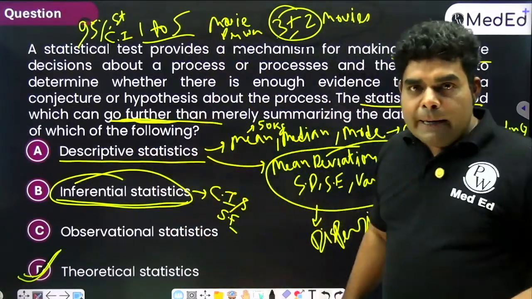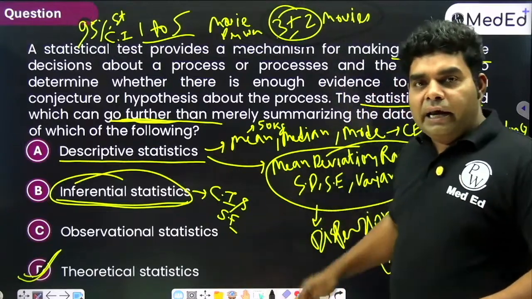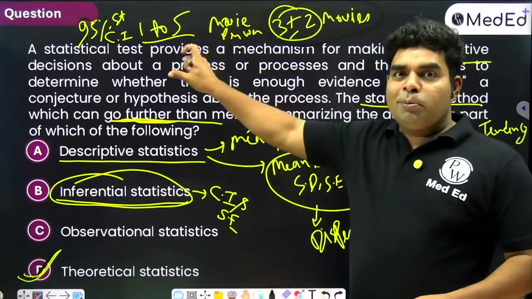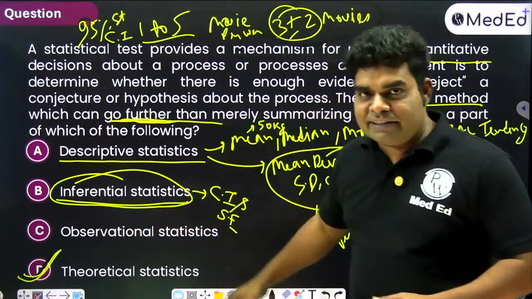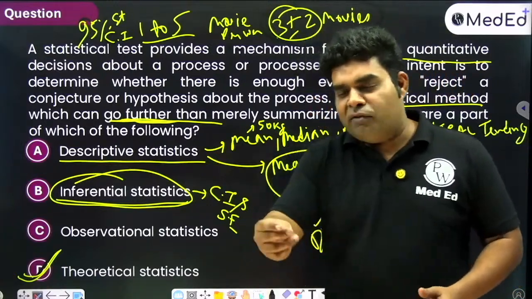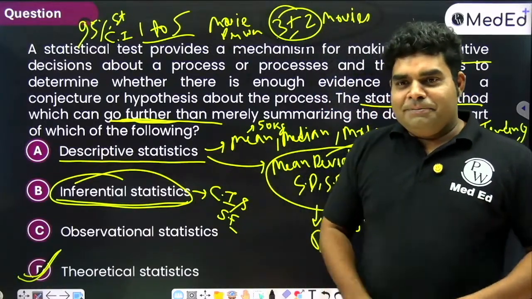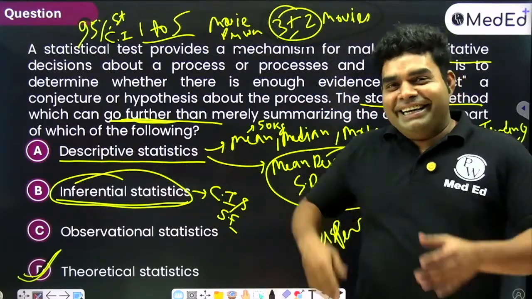So what is happening in confidence interval? I am collecting data from a sample, applying it on the population. This is inferential statistics. Matlab lagana. Just for example, let me give a very good example. Nikhil, come here. Nikhil is collecting the hair first.